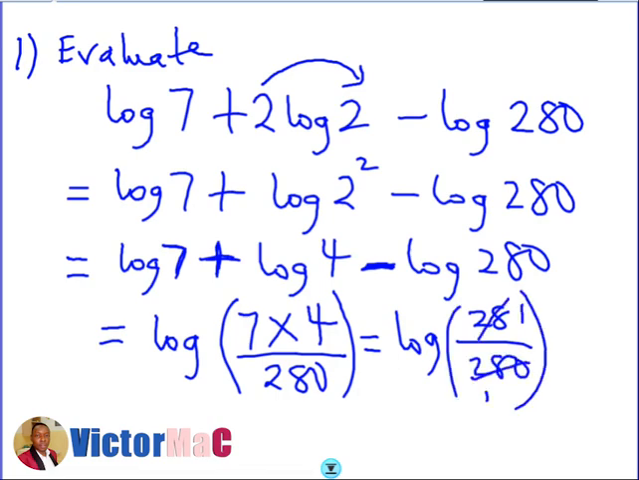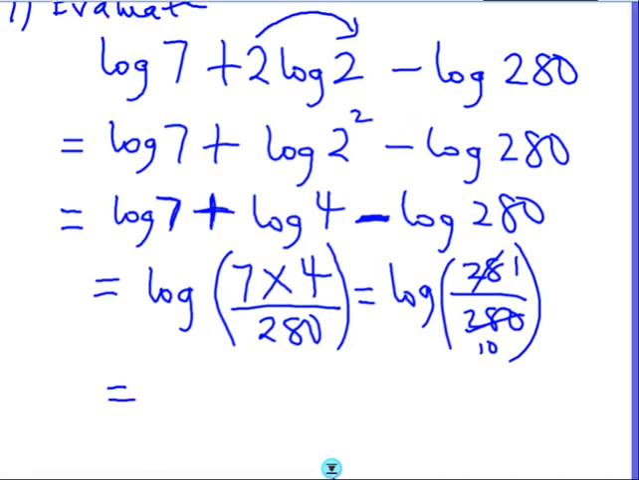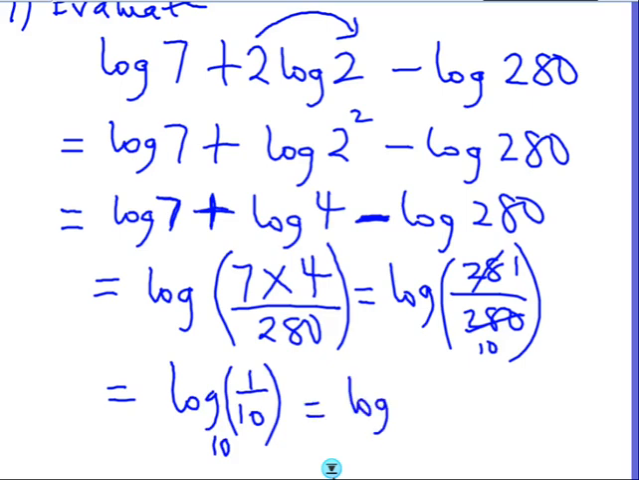280 is 1, 2080 is 10. So we have log 1 over 10. Don't forget, we said that we are dealing with base 10. So at this point, I want to write it out. So now, I can write 1 over 10 raised to power 1 as 10 raised to power minus 1.